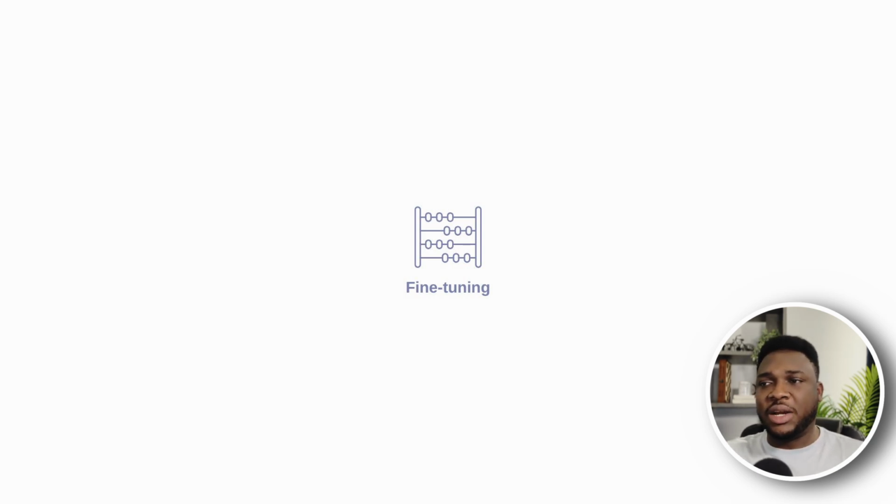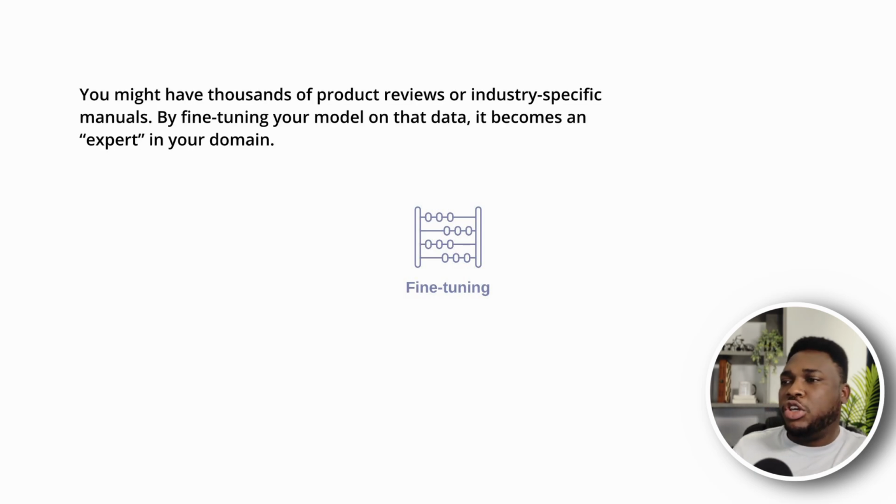You start with a generic foundation model like DBRX or GPT 3.5, GPT 4, or whatever model you want to use. Then you train it on your specific data to get a customized solution. As an example, you might have thousands of product reviews or industry specific manuals within your organization. By fine-tuning your model on that data, it becomes an expert in your domain.